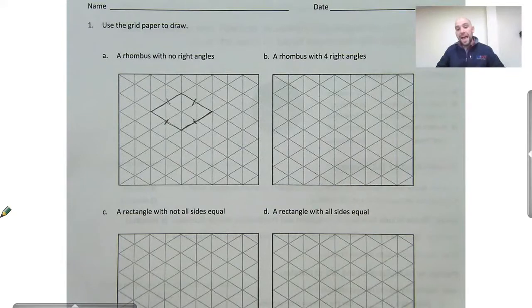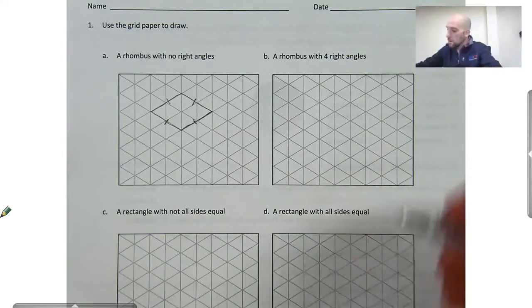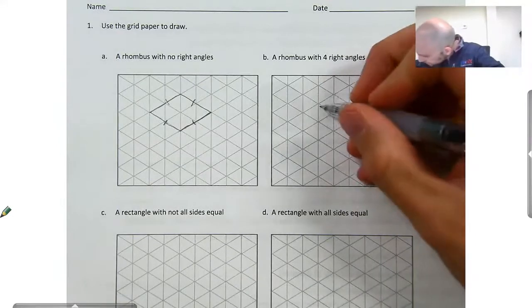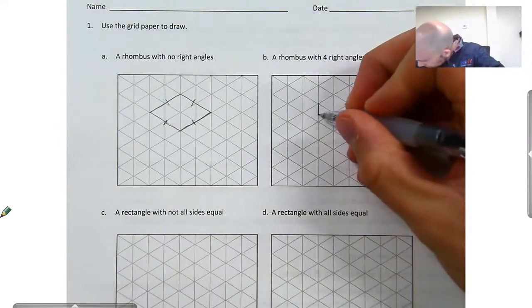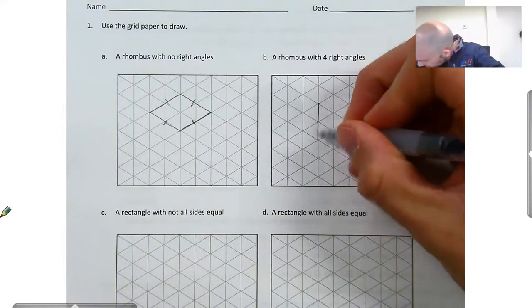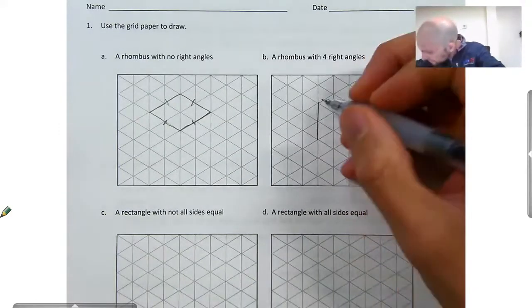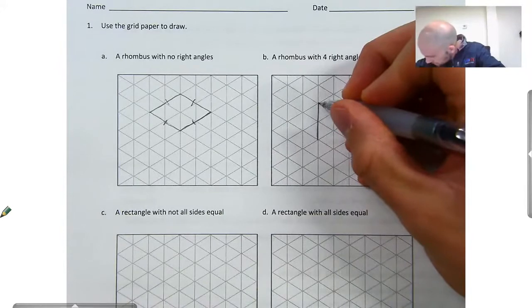Letter B asks us to draw a rhombus with 4 right angles. So this will be a little bit tough here because the grid paper is not a square grid, it's kind of a triangle, so we're just going to go against it a little bit.